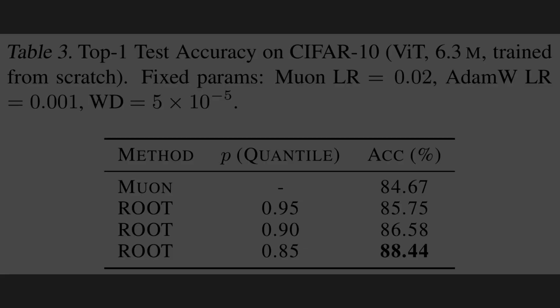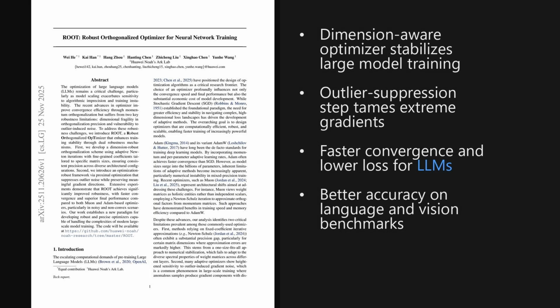Root shows that making optimizers both dimension-aware and explicitly robust to gradient outliers can give faster convergence and better generalization for language and vision models, without changing architectures. The broader implication is that smarter math inside the optimizer can unlock more reliable, large-scale training.